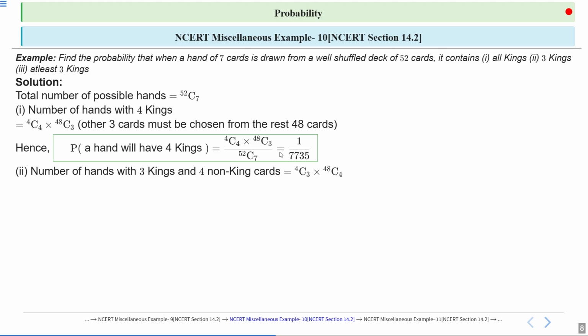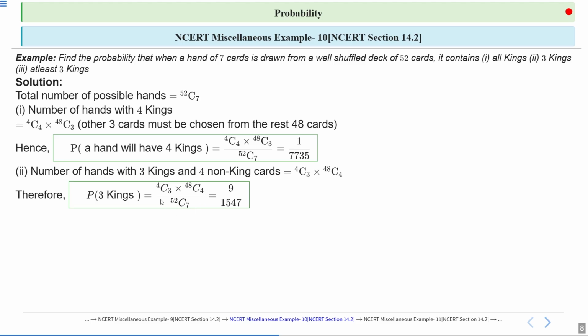So in this way you can draw 3 kings and 4 non-king cards from a well shuffled deck of 52 cards. Therefore, the probability that a hand of 7 cards drawn from a well shuffled deck of 52 cards contains 3 kings is 4C3 multiplied with 48C4 divided over 52C7.